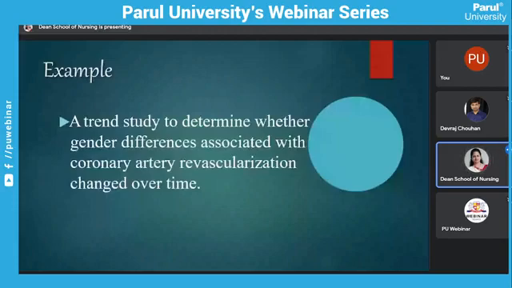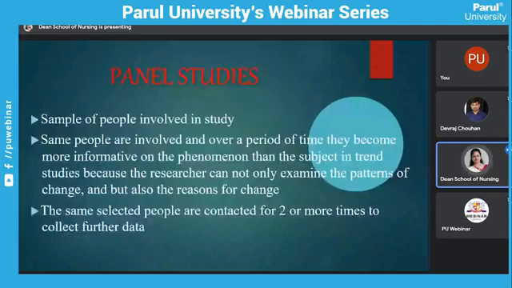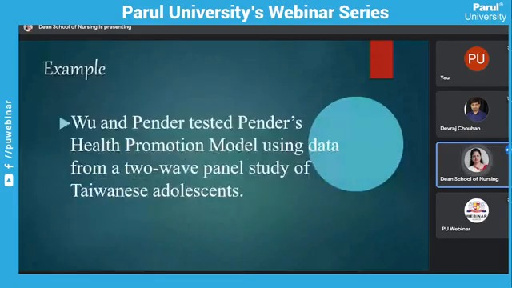Panel studies, sample of people involved in study. Here, same people are involved over a long period of time. They become more informative on the phenomenon than the subjects in trend studies, because the researcher can not only examine the pattern change, but also the reason for change. The same selected people are contacted for two or more times for further data. Example, Wu and Pender tested Pender's health promotion model from a two-wave panel study among Taiwan adolescents.